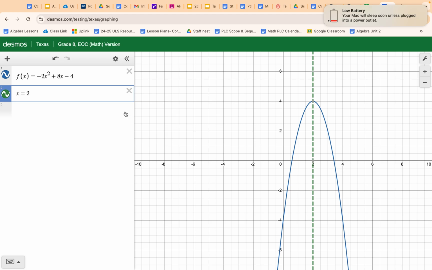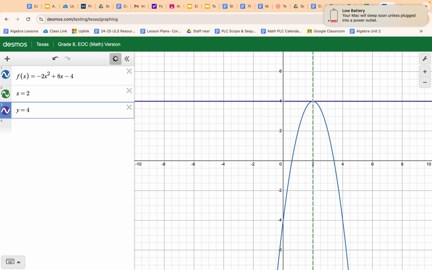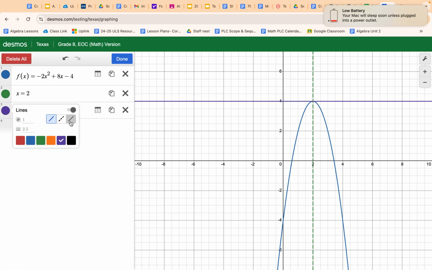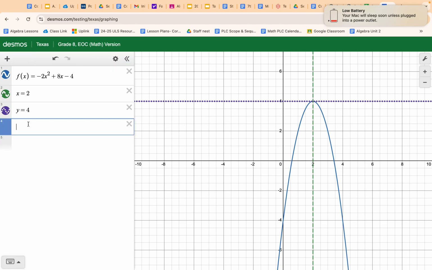Then if we're talking about the max, we're talking about the max as high as it goes, which is where that 4 comes from. So if I type y equals 4, and I also make it a dotted line, you can see that that's the highest it'll ever go, which is at y equals 4. So on your notes, you should see y equals 4. Then last but not least, it asks what is f of 3? Just like we used to do before, we put in f of 3. f of 3 would just equal 2.